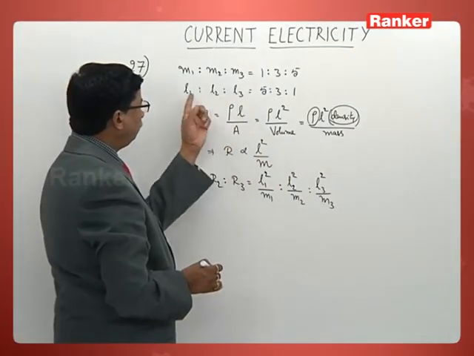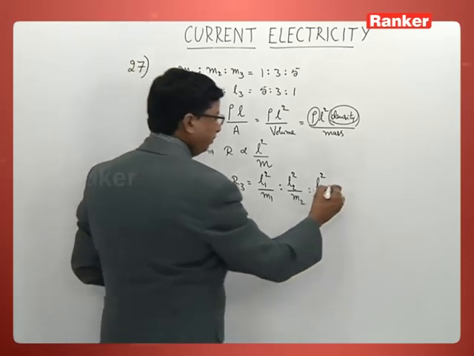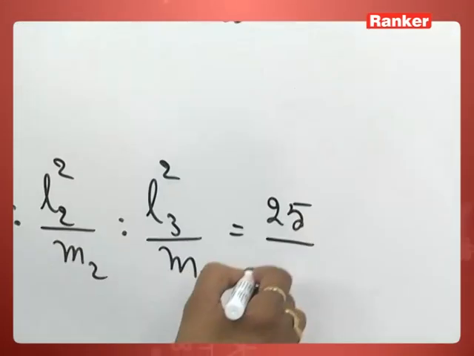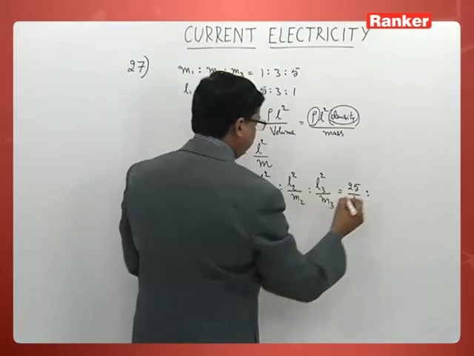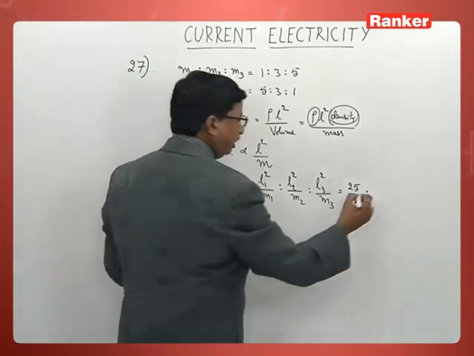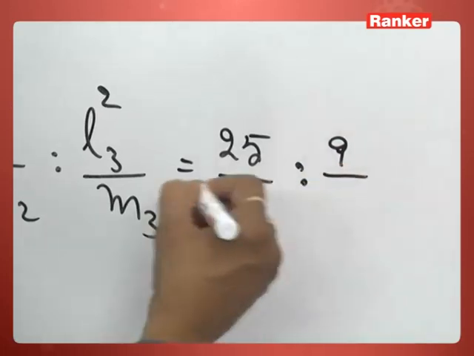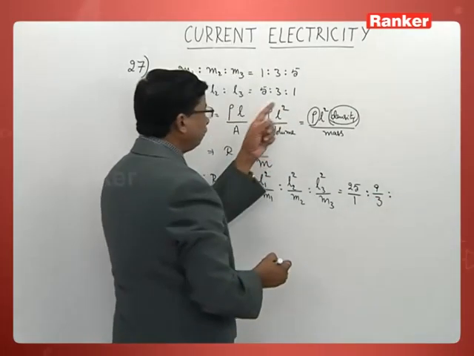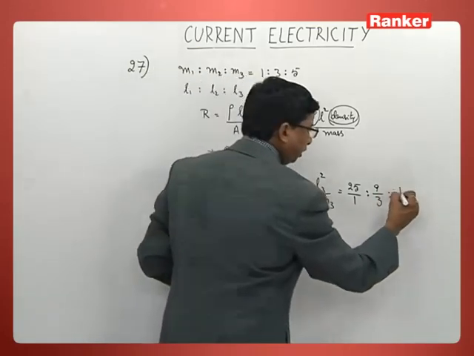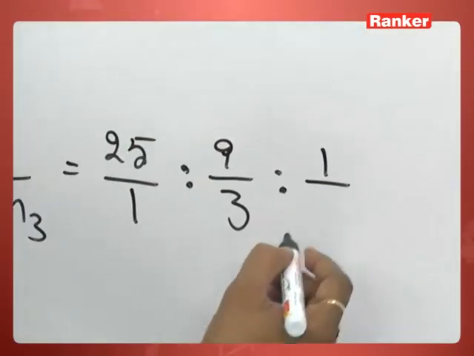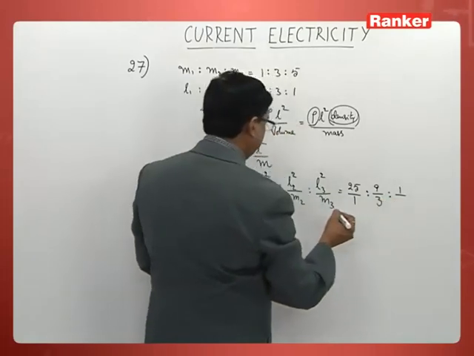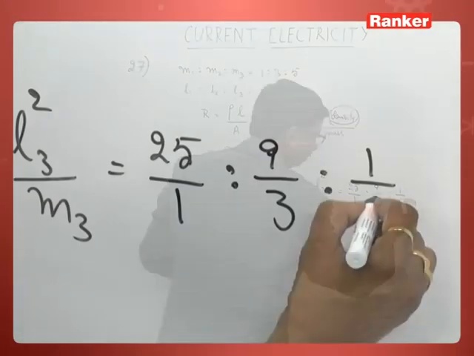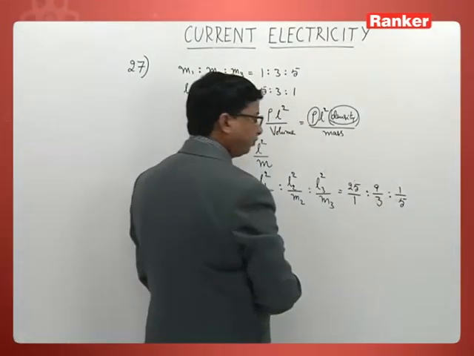What are the values given? L1 square is now 25 by M1, that is 1. Next, L2 square is 9 by M2, that is 3. Then L3 square, that is 1 by the value of M3, which he has just given you, the resistance M3 is 5 here. Write it as it is.